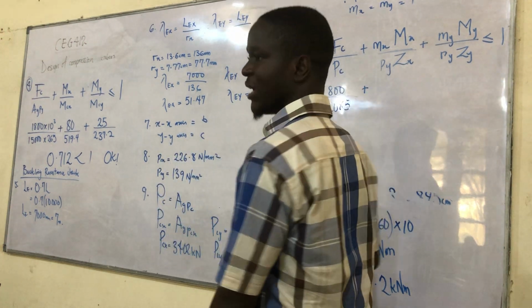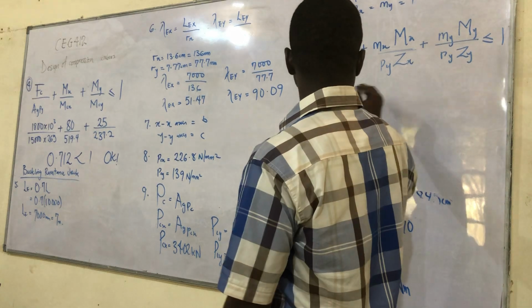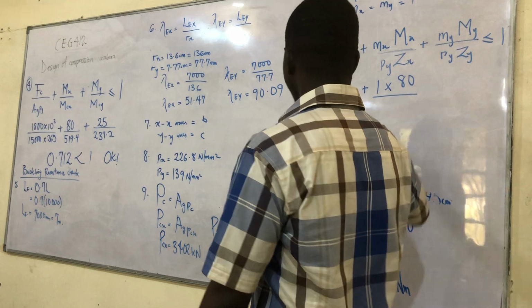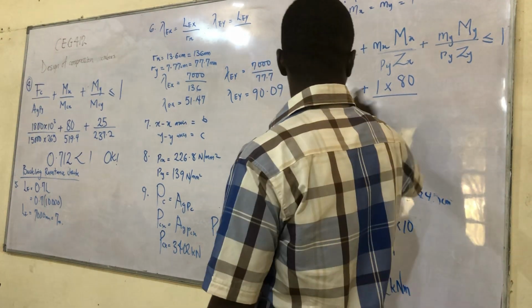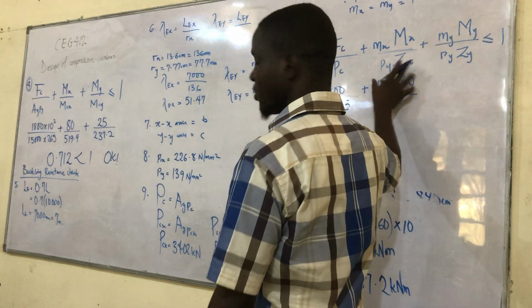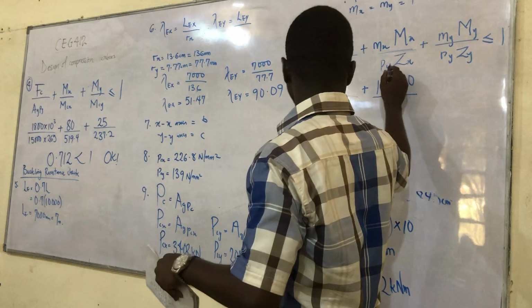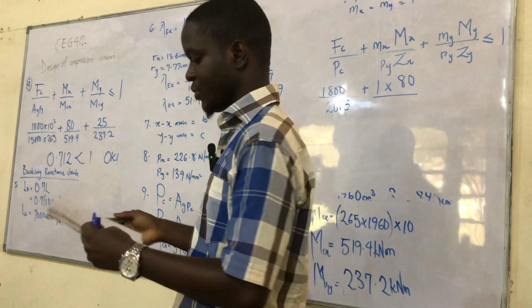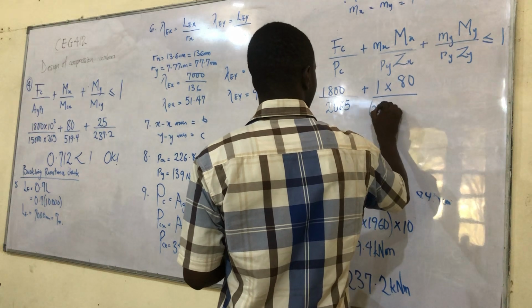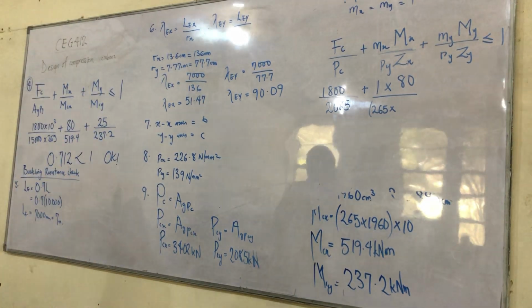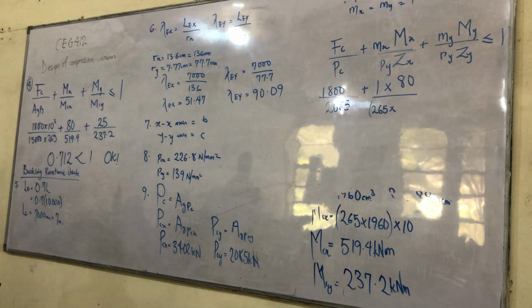Now, plus what's our MX? 1. What's our capital letter MX? What's our PY? We have to convert this. The unit of this is kilonewton-meter. To convert this kilonewton-meter, you just multiply this times 10 to the power minus 3. What's ZX? What's Z? Elastic modulus. So you go and extract it from your section table. You still memorize it. Don't worry.